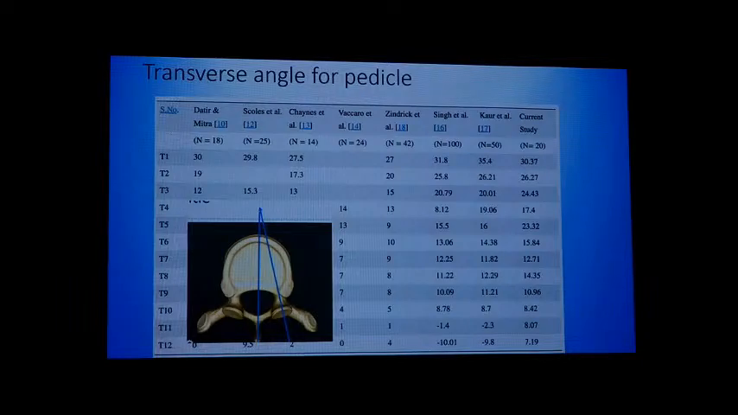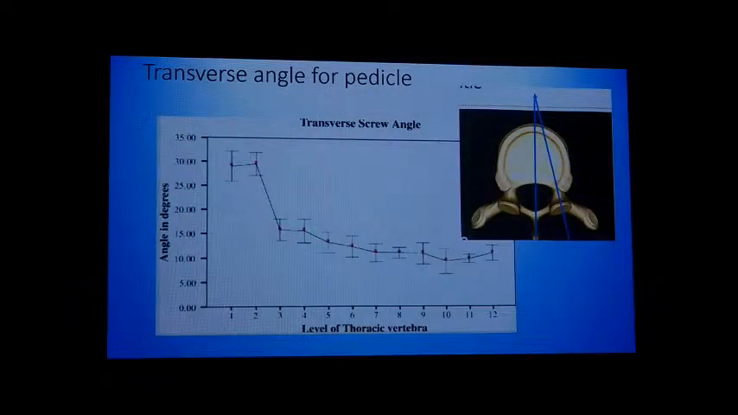So at T12, that means you have to start a little more laterally and have a more converging angle at T12. This is another graph from another study where you can see the drop off from T1, and then it's about 15 degrees or so, and many other studies have shown it's quite parallel.